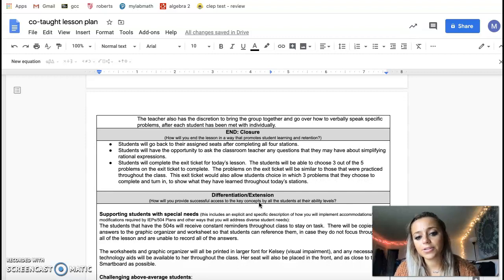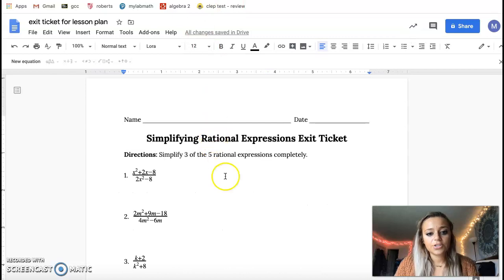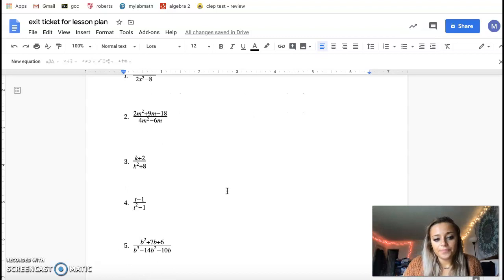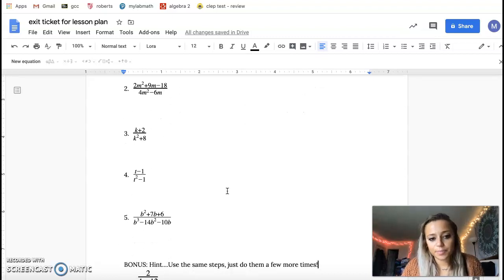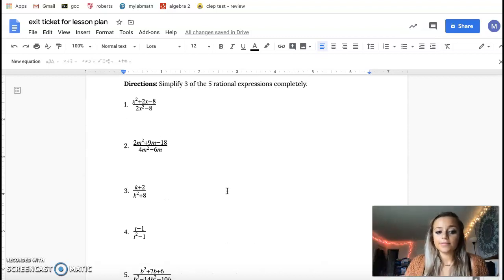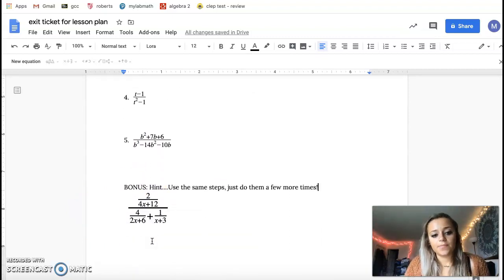Then all students will go back to their assigned seats after all 4 stations have been completed. They can ask questions about simplifying rational expressions. Then they're going to complete their exit ticket. The exit ticket is kind of cool, which I'll show you, because the students can choose 3 out of the 5 rational expressions on this exit ticket to simplify completely. That gives them choice. It gives them, okay, maybe I don't know this one, but I know this one, and it makes them feel like, oh wait, I can choose.